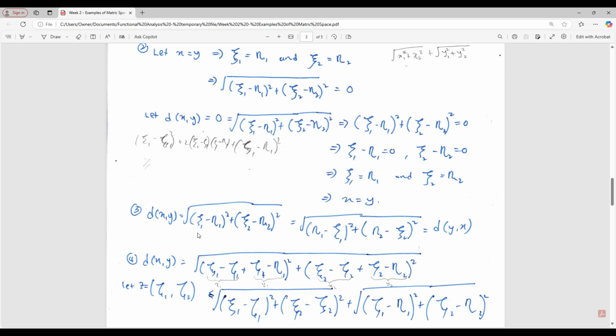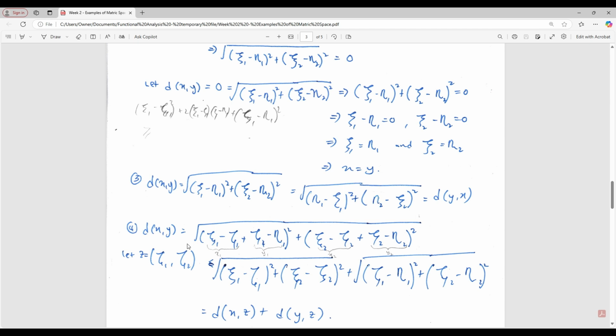The symmetry part is not that difficult. We substitute the definition of the metric here, and then we rearrange. Instead of writing psi 1 minus eta 1, we write eta 1 minus psi 1, which is the same value. Psi 2 minus eta 2, we write eta 2 minus psi 2. This is actually the definition of the metric of y and x. We show the symmetry of the metric.